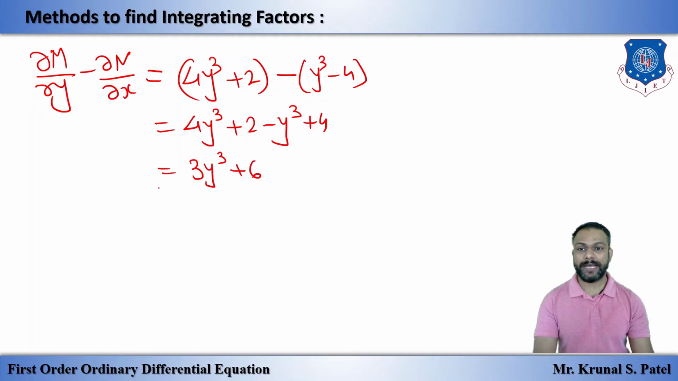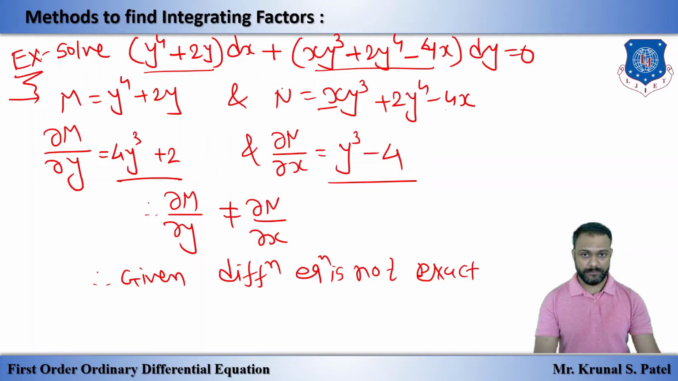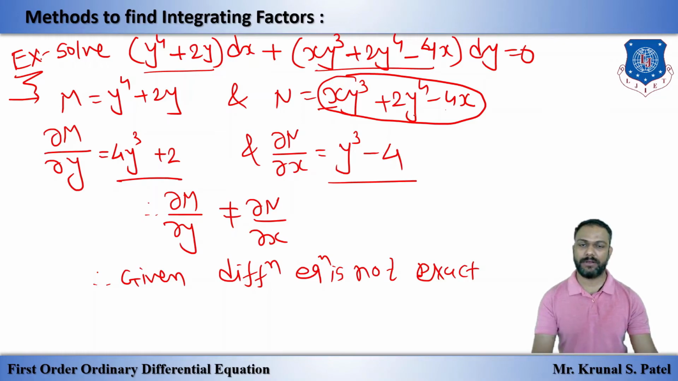Okay. Now think about m and n. By which term, if we multiply, then we will get the correct answer. So now if we multiply this 3y cube plus 6 by n, so we have this is n, and because of this, it is not possible to get the answer in the form of a function of x only. So we'll think about this.